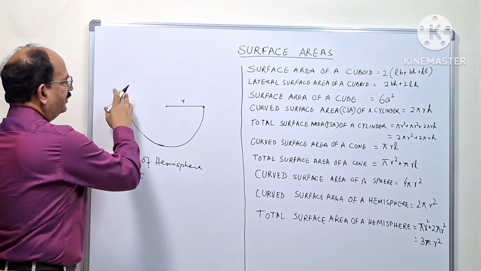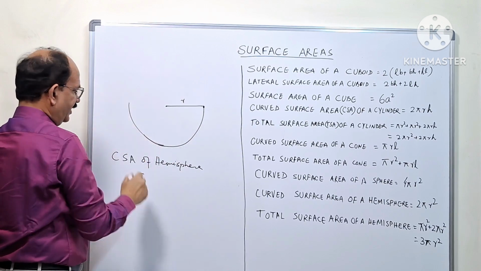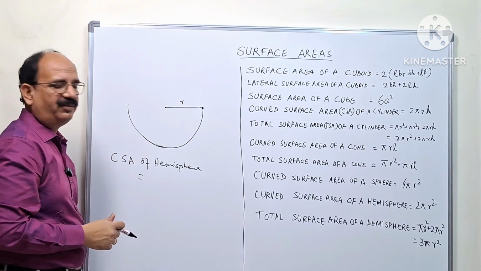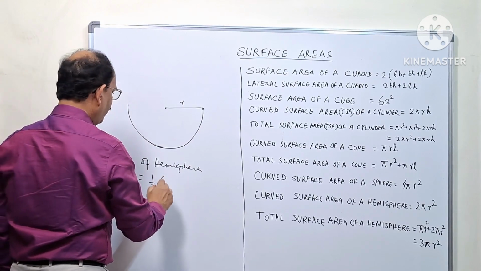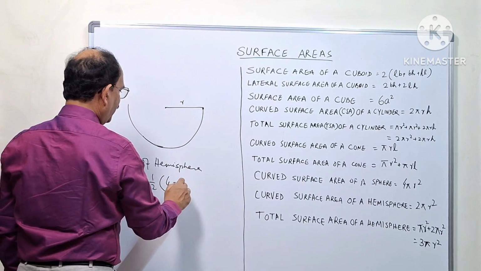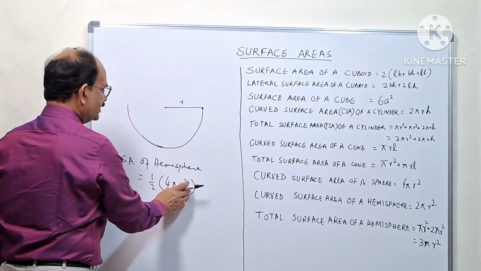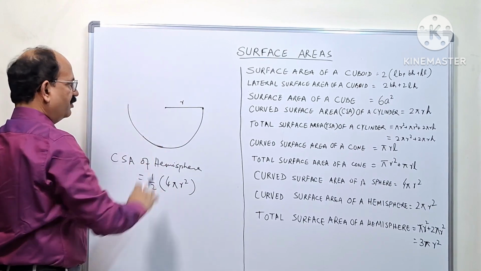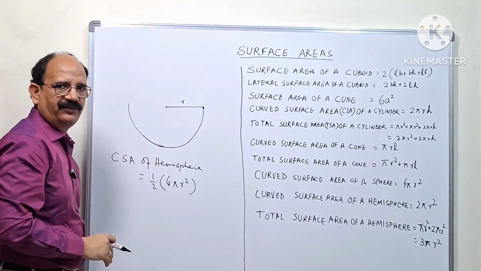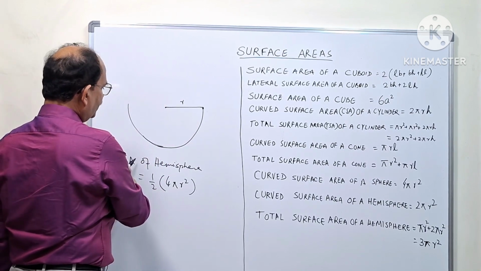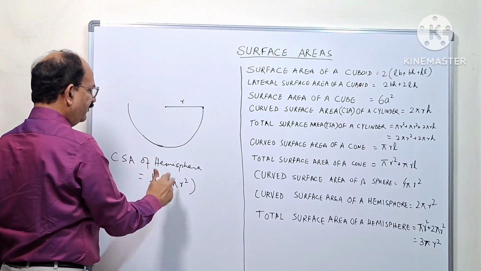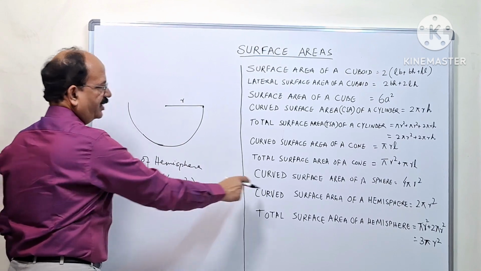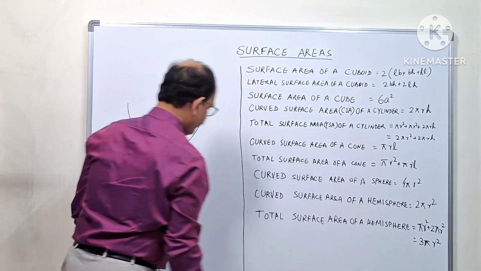it is obvious that we have halved the entire sphere. So correspondingly the curved surface area also will be halved. So it will be half of 4 pi r square, which is the surface area of the entire sphere, right? But in the hemisphere, it is cut into half. So the curved surface area of the hemisphere will be half of 4 pi r square, and therefore it will be 2 pi r square, which is written here.